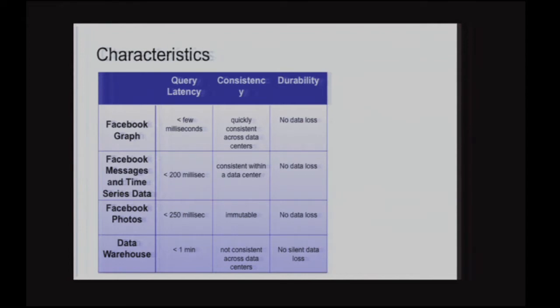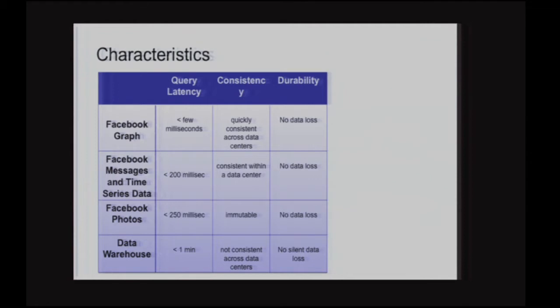For example, query latency on the Facebook graph, we really like it to be in low milliseconds, because a user is sitting at the end of the website on the browser expecting some results to show up on the screen, and we don't want him to be disgusted with the performance of the website. So that's very few milliseconds, and it's quickly consistent across data centers. What I mean is that it's not immediately consistent, it's not synchronous, but we try to make sure that the latencies of synchronization between different data centers are small. It's obviously consistent within a data center, but even across data centers, we want it to be consistent very quickly. And obviously, no data loss. We can't afford to have any data loss there.